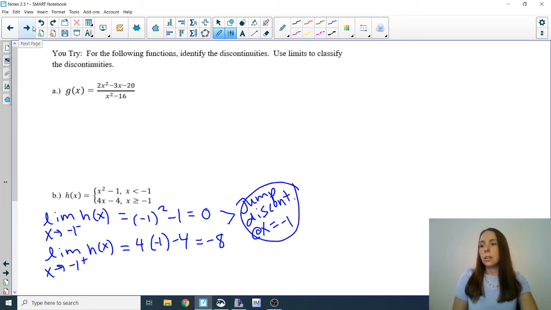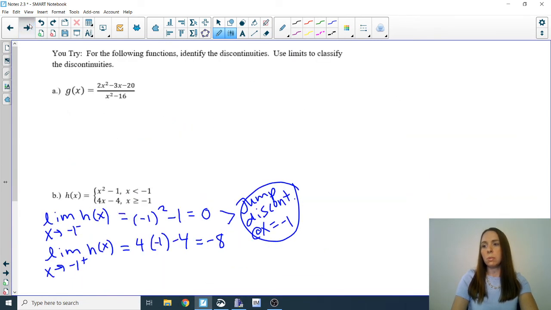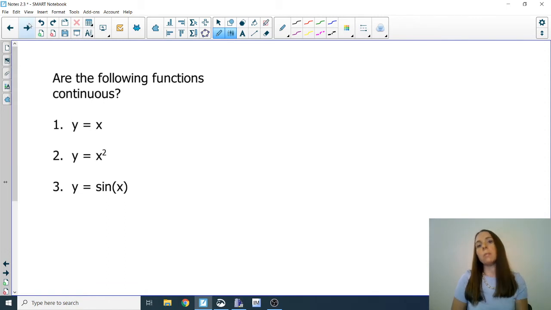All right, so that's just a couple of different examples of seeing the three main types of discontinuities that we will be looking at in AP Calculus: removable discontinuities, aka holes, jump discontinuities, or infinite discontinuities, aka vertical asymptotes. Not that you won't see oscillating, but we just don't specifically talk about them in the context of the definition of continuity.